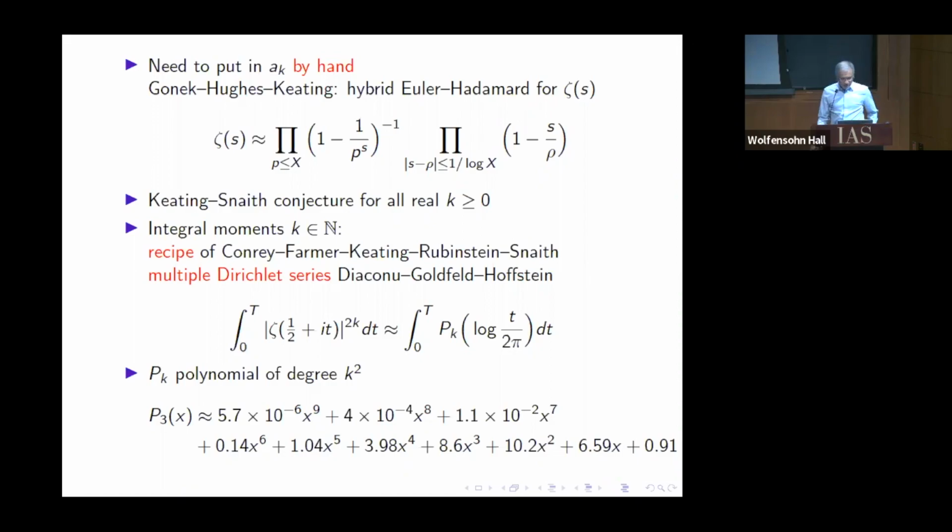There's a way in which Gonek, Hughes, and Keating view this, which is also, I think, quite compelling, that you could view the zeta function as being given both by primes and as a product over zeros. And you could try to make a hybrid model where you take some number of primes and some number of zeros. There should be some kind of uncertainty principle that the more primes you take, the fewer zeros you need to take, and the fewer primes you take, the more zeros you need to take.